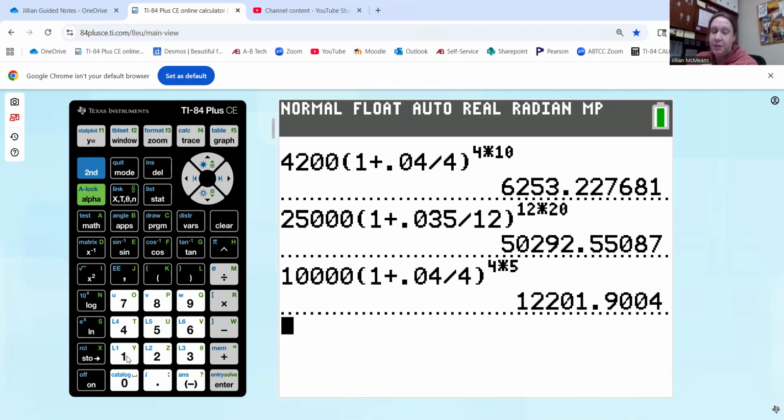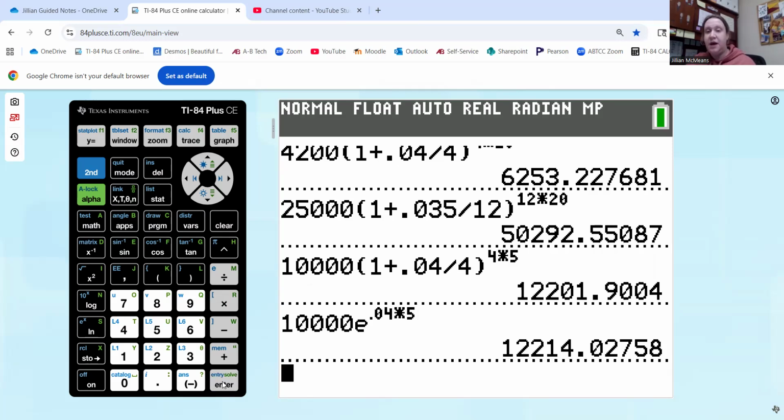So we want to type in P, which is 10,000. And then to get that E in there, we want to go second LN. So second LN will pop in the E and it'll automatically give you that superscript for the RT portion of your formula. Remember, R was 0.04 and T was 5. So let's see. We get $12,214, and if we round, 3 cents. So 12,214.03. Let's go back to the worksheet.